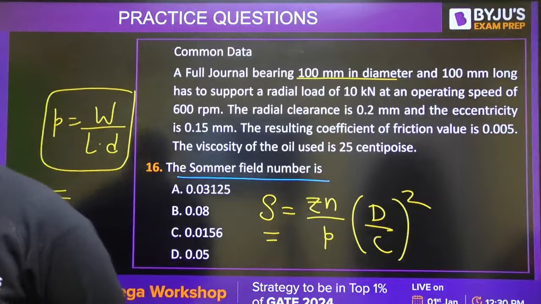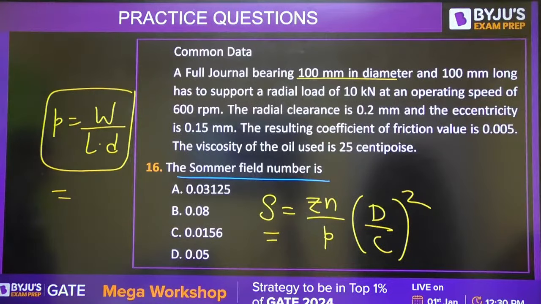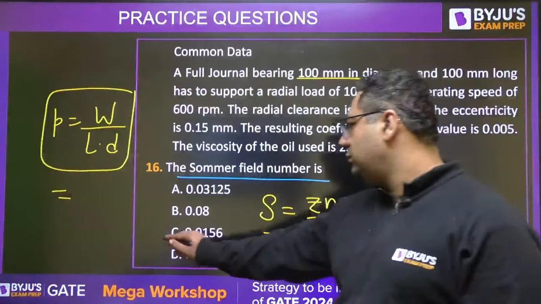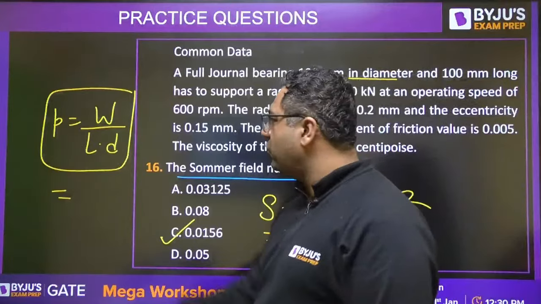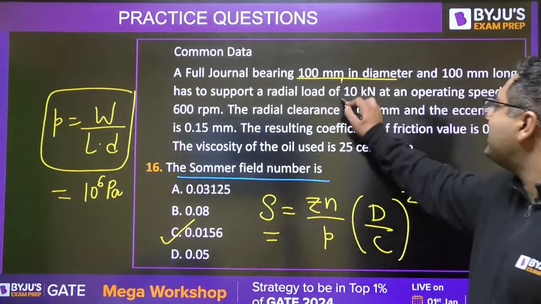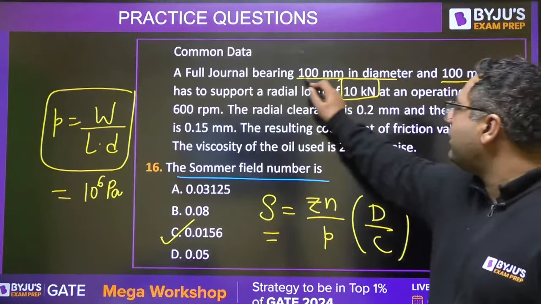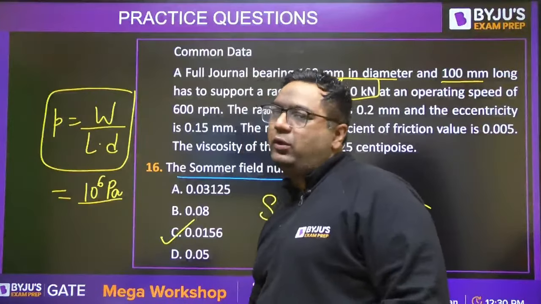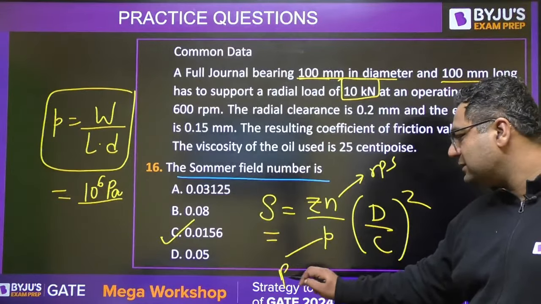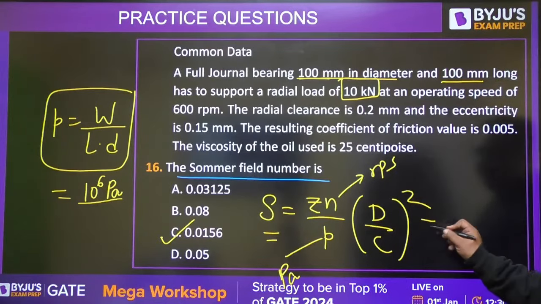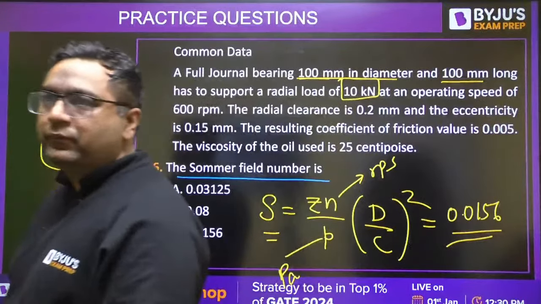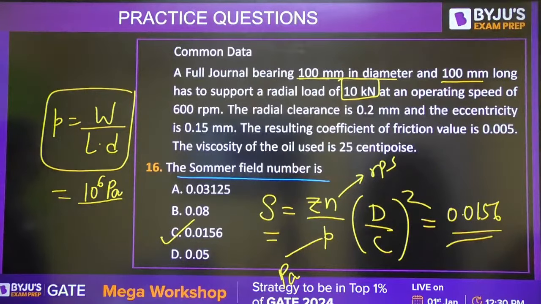Parmananda is saying C. Parmananda, are you giving the answer for this question? Yes, C is correct. First of all, you will find out pressure. It would come out to be 10 to the power 6 Pascal, because load is given as 10 kilonewton and diameter and length are 100. So you will get 10 to the power 6 Pascal. Here the unit should be in Pascal, and this N should be in RPS. And the rest you know, it would come out to be 0.0156. This is the correct answer. Yes, Mansoori, very good. Your answer is correct.